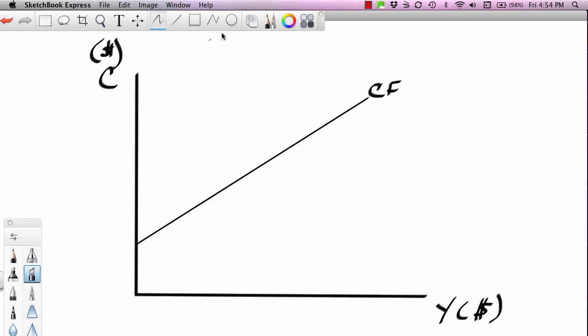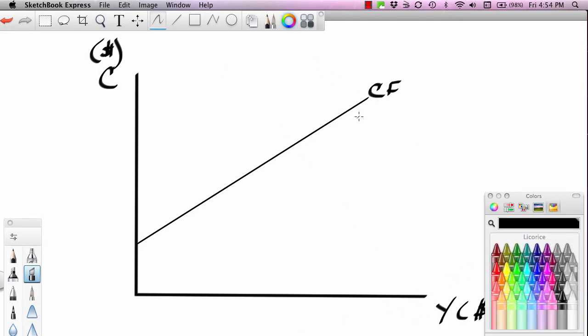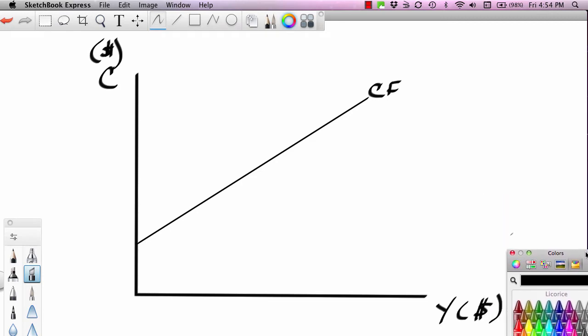Now, let me go ahead and change my colors here. Let me just turn this into green. If we pick a coordinate on this function, which by the way is called the consumption function, the consumption function shows the relationship between C and Y. We would expect that function to be upward sloping, because as Y goes up, C goes up. As Y goes down, C goes down.